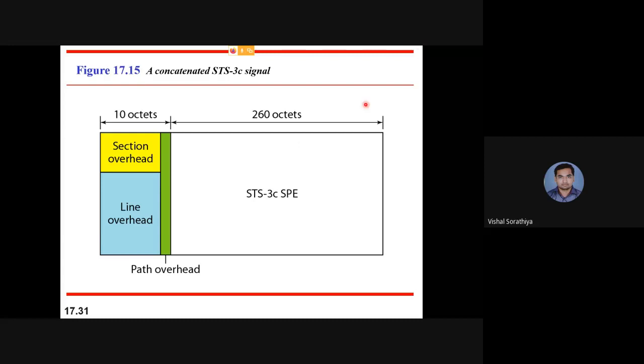So this is the stuff we have, whenever there is an STS3 frame, and we also need to add a path overhead from one station to another station, like one STS multiplexer to another STS multiplexer. So overall there are 10 octets. Okay, 9 for the section overhead, 1 for the path overhead, and the rest of the 260 octets are nothing but the data which is sent in a byte-interleaved manner for all the stations.